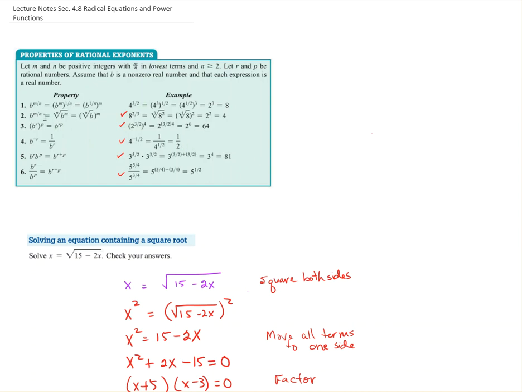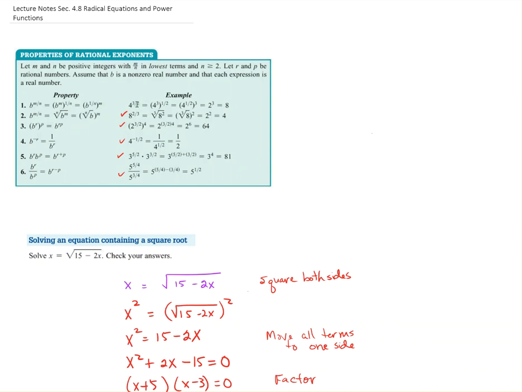So if we look at this one, b to the m over n, so that's like a fractional exponent. You can make that b to the m to the 1 over n, or b to the 1 over n to the m. You can break it apart if you need to.